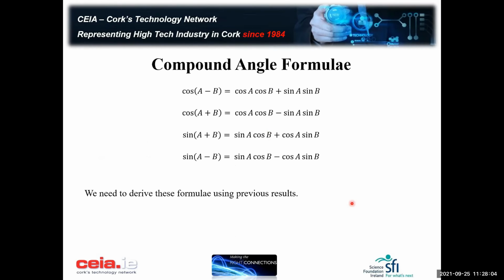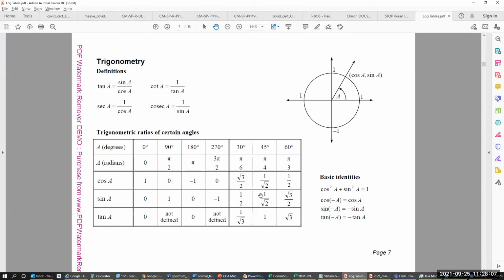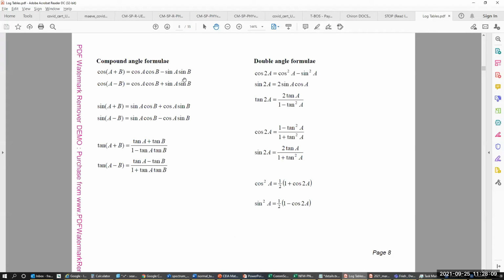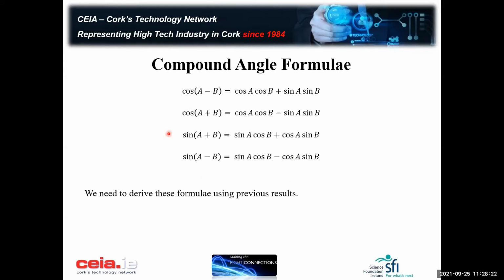Right, compound angle formulae. If you look back at the log tables, you'll find these compound angle formulae. They're useful. You don't necessarily need to remember them. You need to remember that they exist and where to find them. If you do enough trigonometry, though, they'll become second nature and you will remember them. Now, we'd like to see how to derive this, and the derivation of these is, as far as I know, required to be known in the Leaving Cert course.